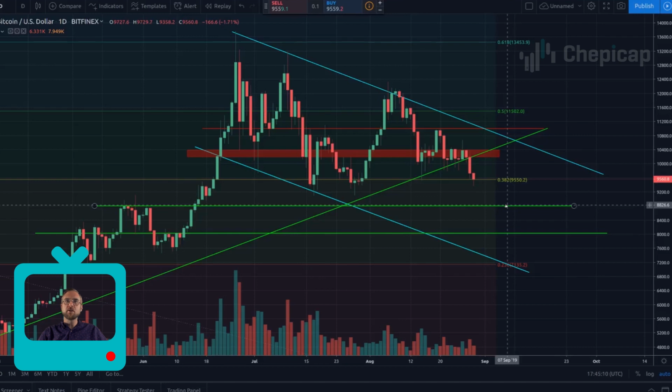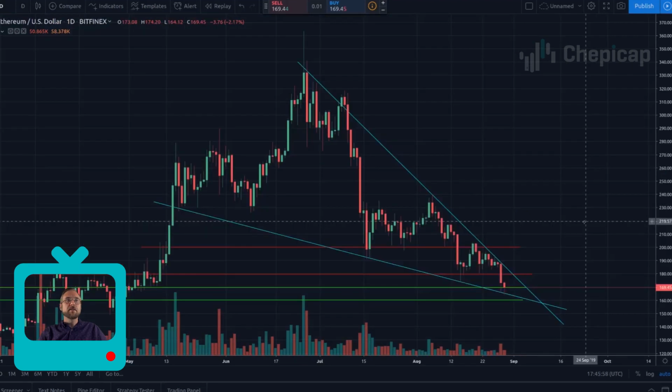So that's basically Bitcoin. The sentiment in the market's shifted for sure, but we're just going to have to watch these levels and see if we can hold, if we're going to have more of a correction, or if we're going to be able to get back up above this trend line. So let's move on to today's focus, Ethereum.